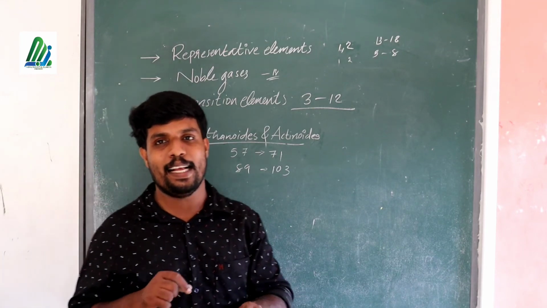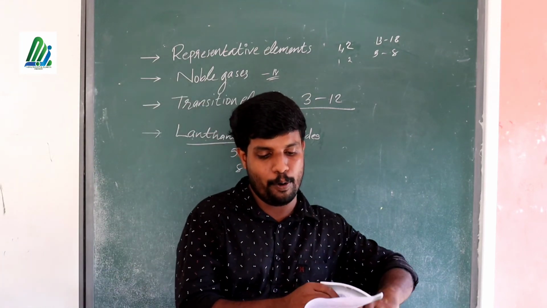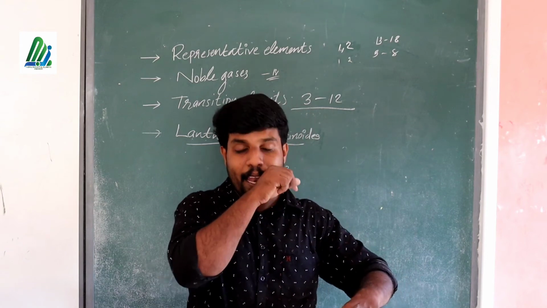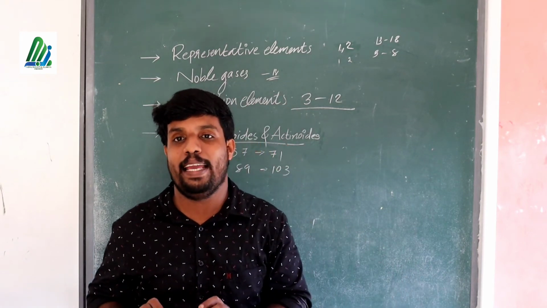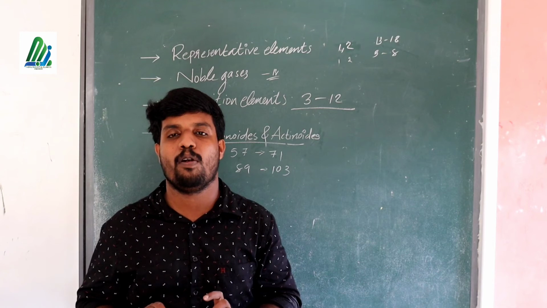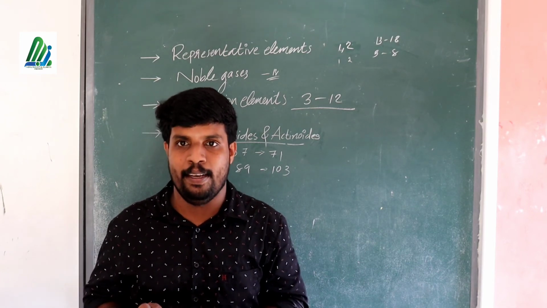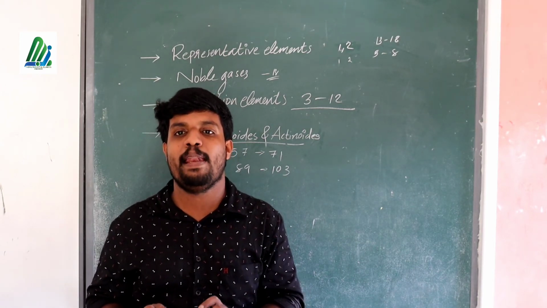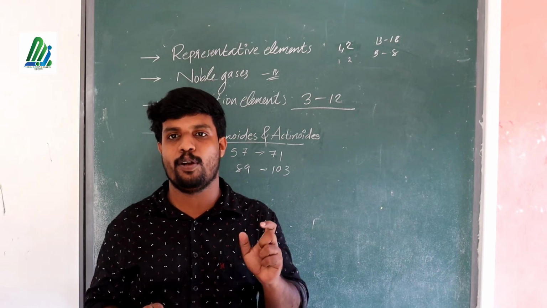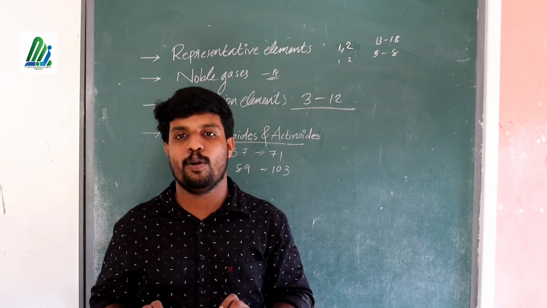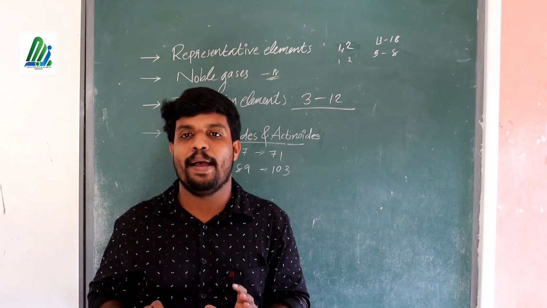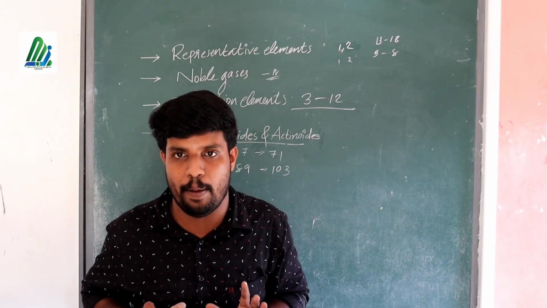Then their property: the important thing is that lanthanoids are called rare earths. Actinoids are mainly man-made artificial elements. Lanthanoids are the rare earths, and some of the actinoids are man-made artificial elements.